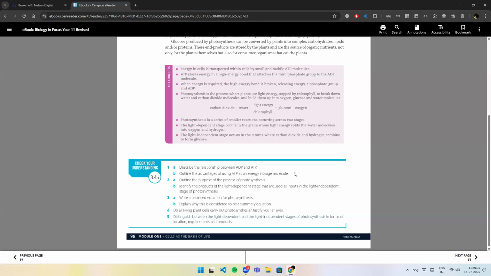Photosynthesis is the process by which plants use light energy trapped by chlorophyll to break down water and carbon dioxide molecules and build them up into oxygen, glucose, and water molecules. Photosynthesis is a series of smaller reactions occurring across two stages. The light-dependent stage occurs in the grana, where light energy splits the water molecules into oxygen and hydrogen. The light-independent stage occurs in the stroma, where carbon dioxide and hydrogen combine to form glucose molecules.